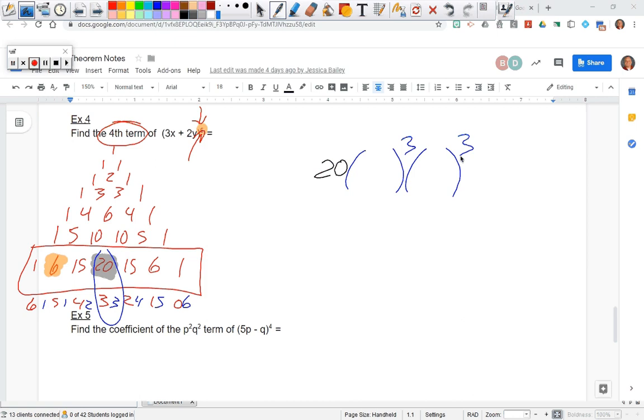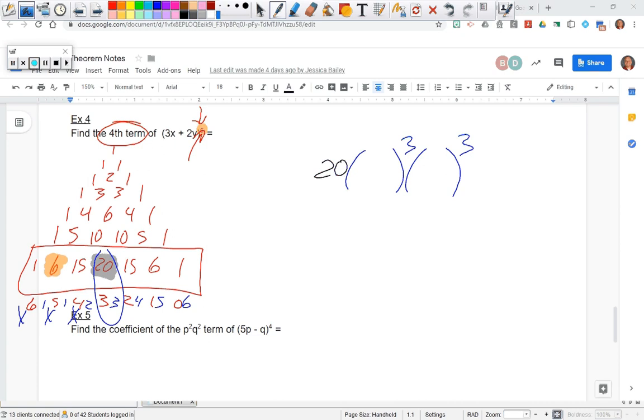Wait, I'm sorry, where'd you get those numbers? So these are like x to the 6th, x to the 5th, x to the 4th, you know what I mean? Just like we did on all the other 3 examples. Yes, Sophia? If it said to find the fourth term of x plus y, it didn't have like 3x plus 2y, it was just x plus y. You're saying without the three and the two, and if there's no coefficient.